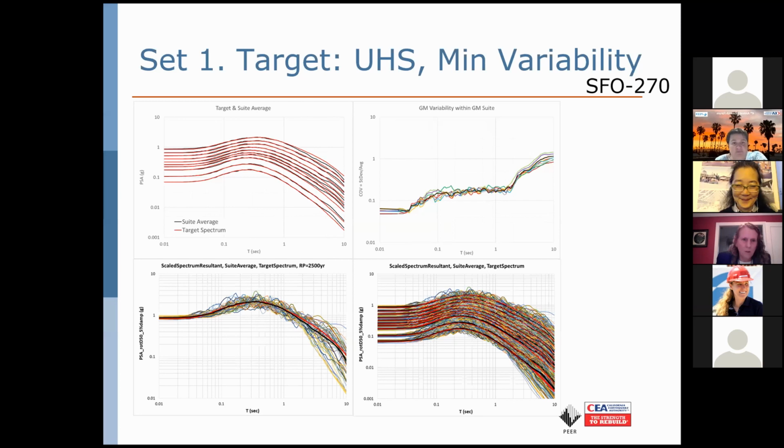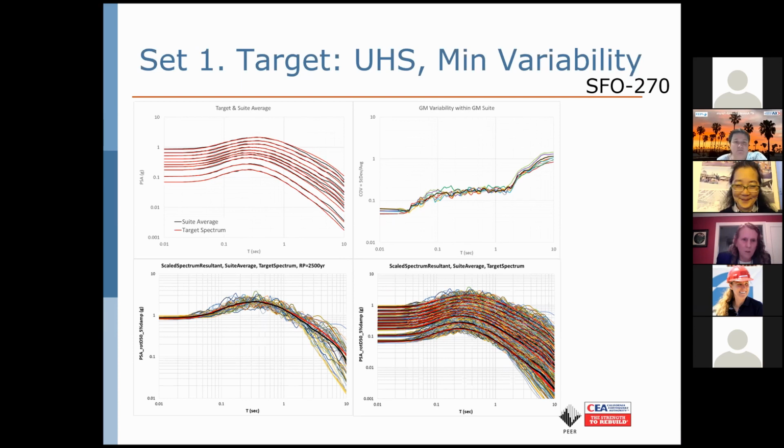On top of that, I've plotted in red the target spectrum, which is the UHS for this site and this return period. And then in black, I am plotting the average of the 40 RotD50s that you see here. For the uniform hazard spectrum, remember, I am selecting records to have the best shape, and so you see that the variability in this case is relatively limited. You see this value up on the top right figure, where we've got a coefficient of variation somewhere between 10% to maybe 20, at most 30.